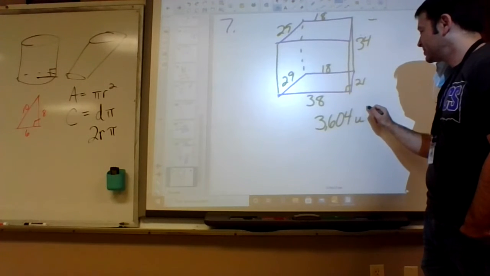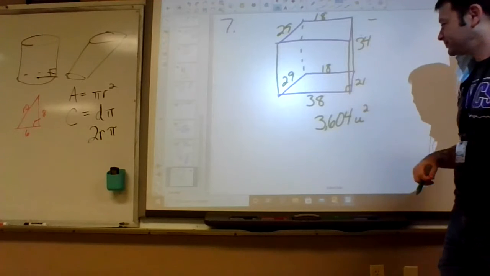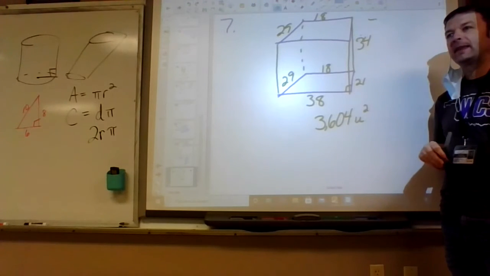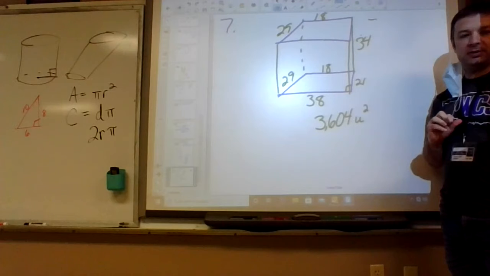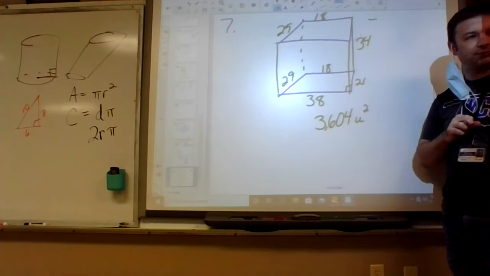Units squared. Hey, you said it right that time. What do you mean? You always say square units. Well, that's right both ways. Well, it's units squared.